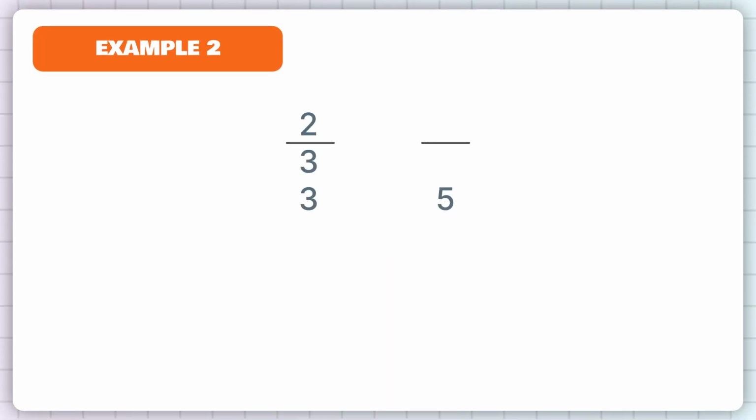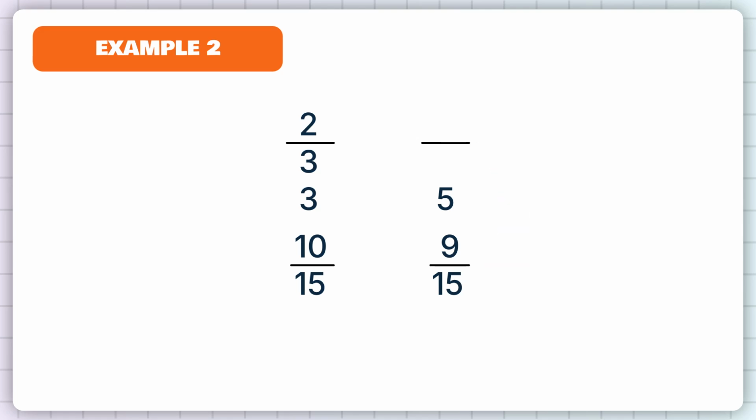Now let's compare 2/3 and 3/5 using a common denominator. The lowest common multiple of 3 and 5 is 15. First, let's make a common denominator. Multiply the numerator and denominator of 2/3 by 5, which gives us 10 over 15. Multiply the numerator and denominator of 3/5 by 3, which gives 9 over 15.